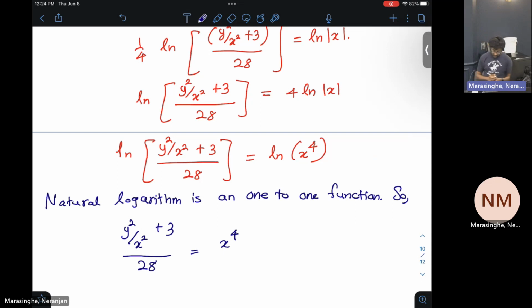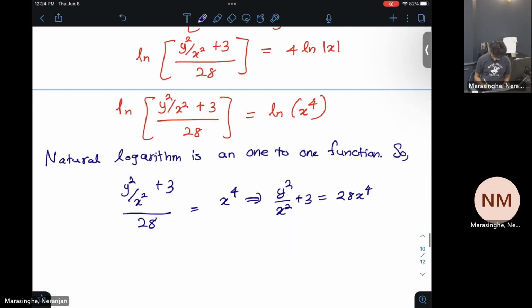If I multiply both sides by 28, I would get y square divided by x square plus 3 is equal to 28 times x to the power 4. This would give us y square is equal to x square times 28 x to the power 4 minus 3. Okay.